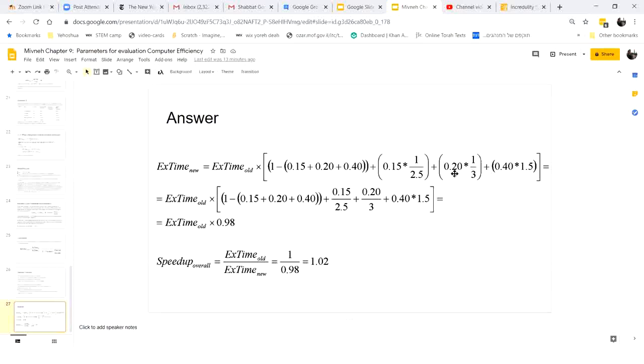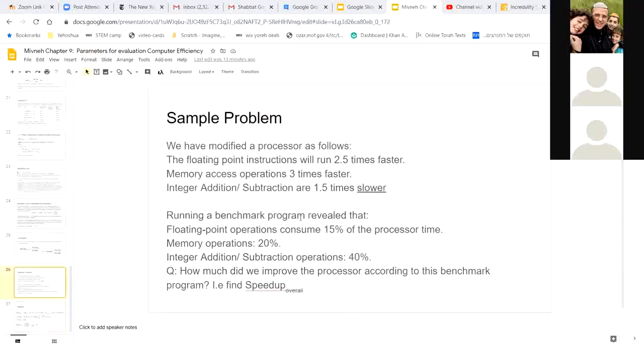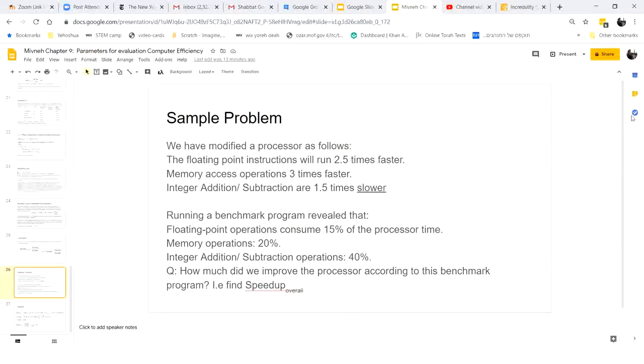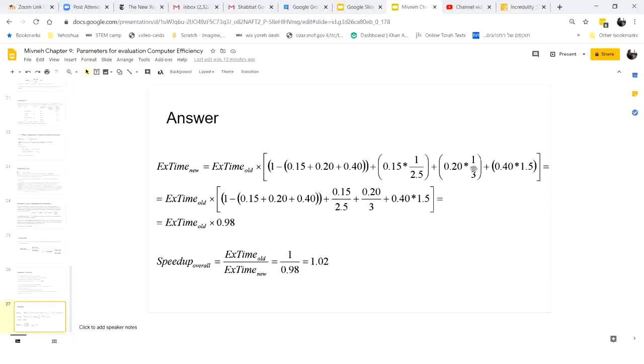Then the 20% got speeded up by 1 over 3. Why 1 over 3? Because it says over here, oh, now I see this also. 1 over 3 because 3 times faster. The memory access, that's 20%. 20%, 1 over 3.